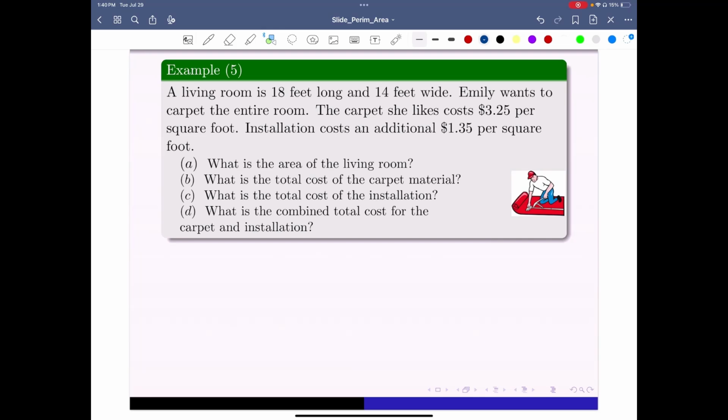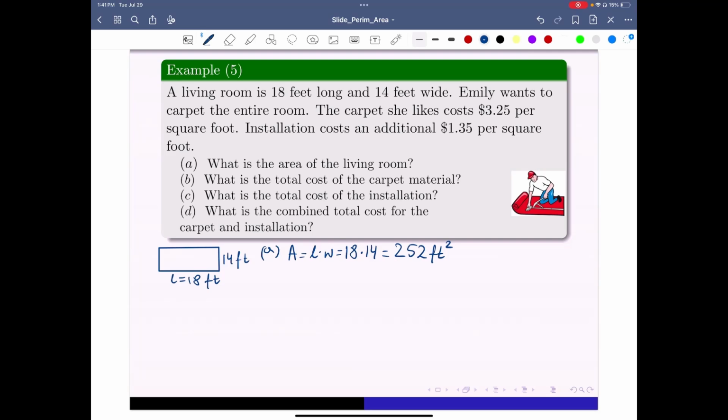So we can get the living room. Okay, we have length times width. My length is 18 feet and my width is 14 feet. So part A, area of a rectangle is length times width. So in that case is 18 times 14. So 18 times 14 is 252 square feet. So that's part A.